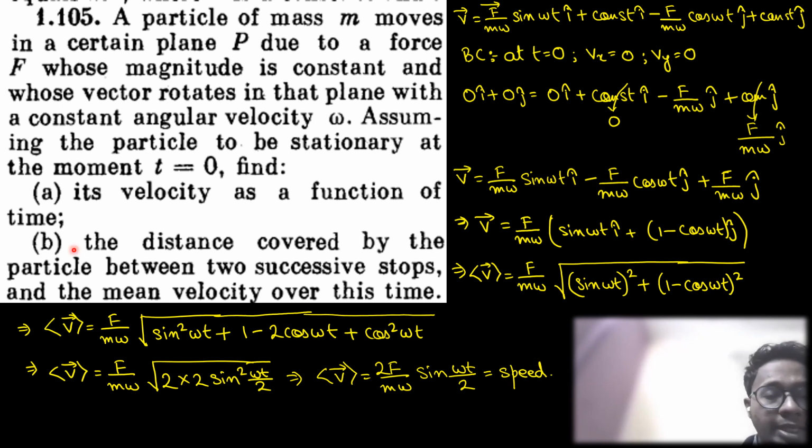The second part of the question is asking the distance covered by the particle between two successive stops. For distance, we need to integrate the speed, not velocity. Distance is nothing but d of speed divided by dt. We got the value of speed, so we'll solve this second part of the question in the next question.